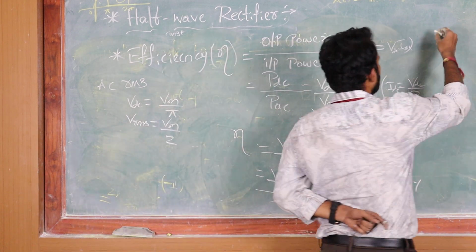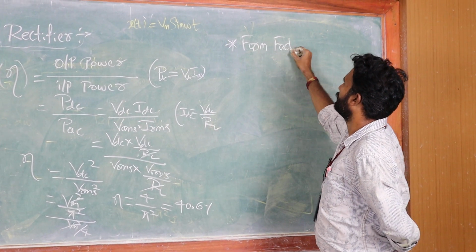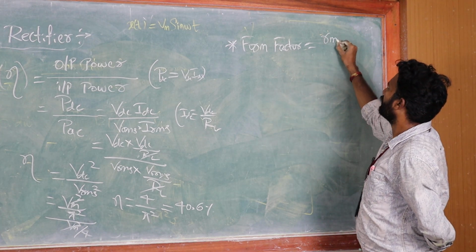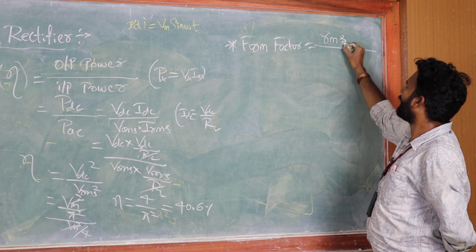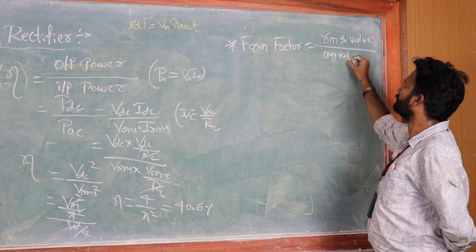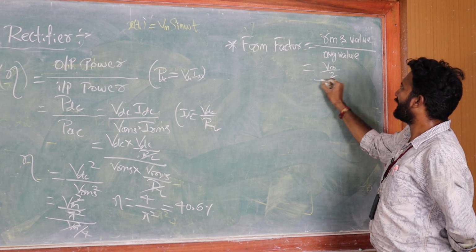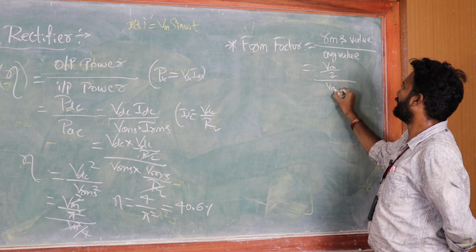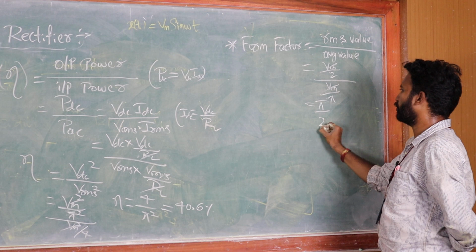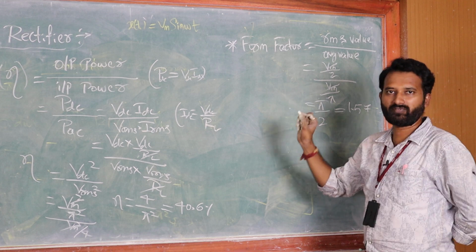Now let us know what you mean by form factor. Form factor is defined as the ratio of RMS value divided by average value. My RMS value is Vm by 2. My average value is Vm by pi. So Vm will get cancelled. You will get pi by 2, that is equal to 1.57. This is my form factor.